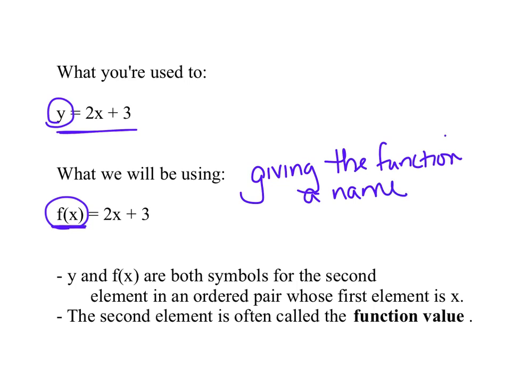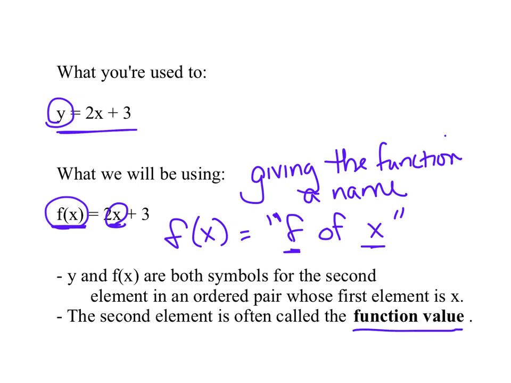The way that we say this is f of x. This is not multiplication, it's function notation, and that's just saying a function that uses x. You can see that x is being used here in the function, so that's why it's called f of x. So it's just y. The second element is often called the function value. That just means whatever y turns out to be, that is the function value.